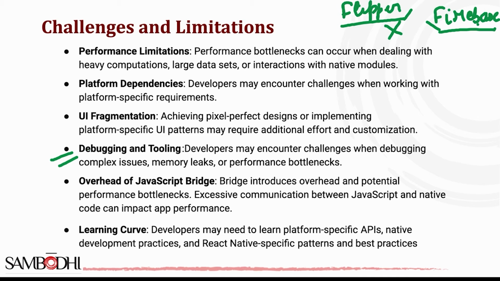If we talk about debugging and tooling, hot reloading and fast refresh are powerful features of React Native, but they do not always work as expected, especially in larger or more complex projects. So developers may encounter issues like state inconsistencies, more re-renders, and incorrect module caching. All of these need to be debugged, but obviously there are limitations in debugging also.